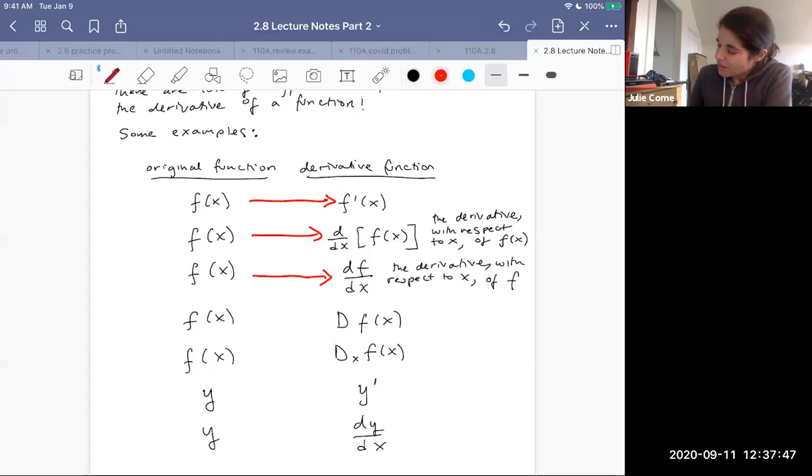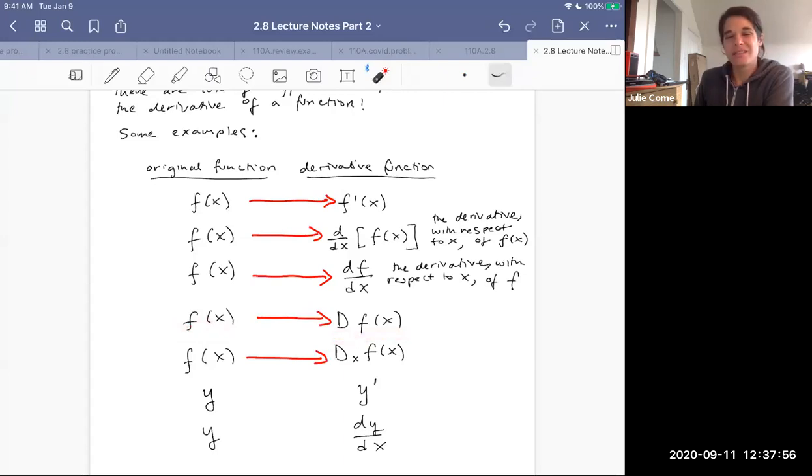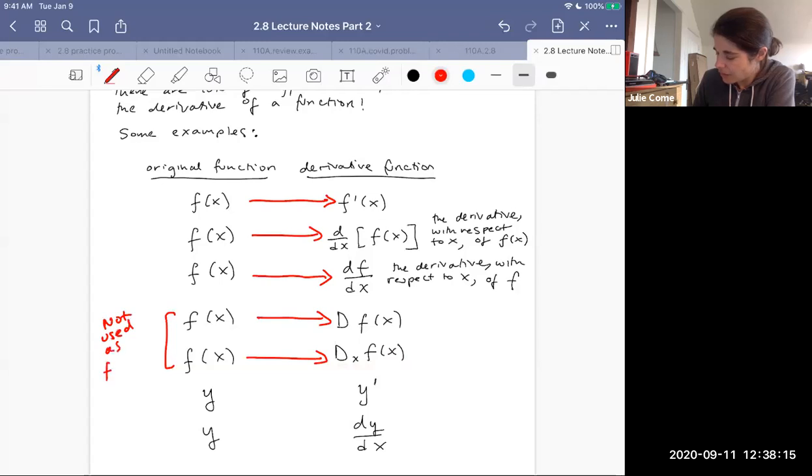Now, we also sometimes see this older-school notation. If the original function is f of x, we can see a big D in front of f of x, and that just means the derivative of f of x. Sometimes it's a big D with a little x subscript. Well, that just indicates, again, the derivative with respect to x of f of x. These are not used as frequently, so I wouldn't worry too much about them. I never write them like this. However, you may see it expressed like this in your textbook or on WebAssign, and you should be familiar with what this means if you see it.